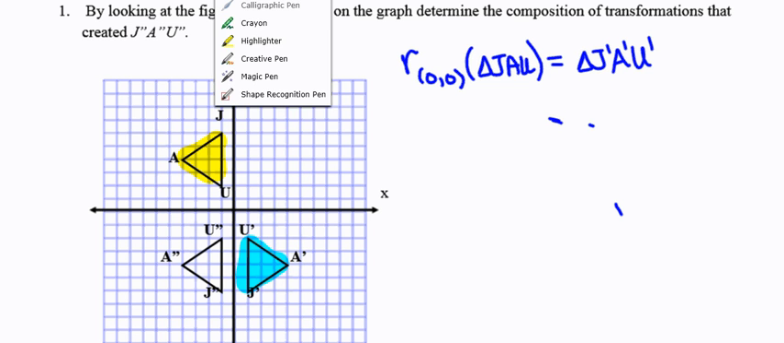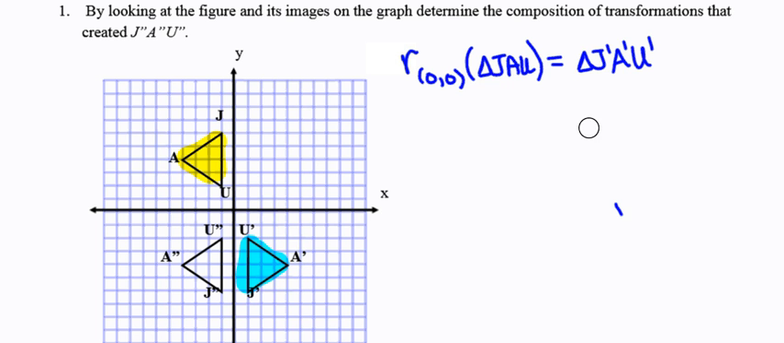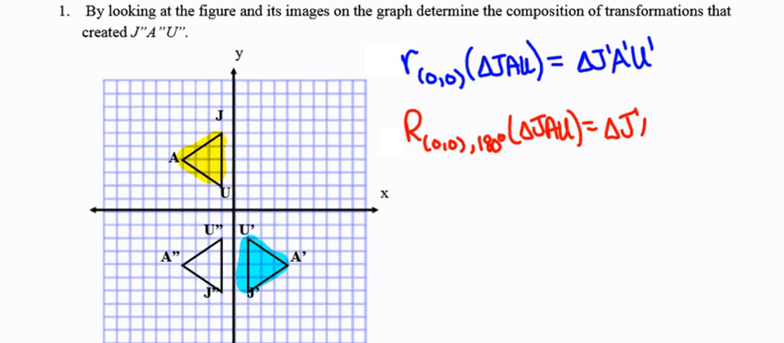Now, if you weren't in the mood for reflecting through the point, you could also rotate that triangle 180 degrees about the origin. So a rotation about the origin of 180 degrees of triangle JAU would produce triangle J prime, A prime, U prime.